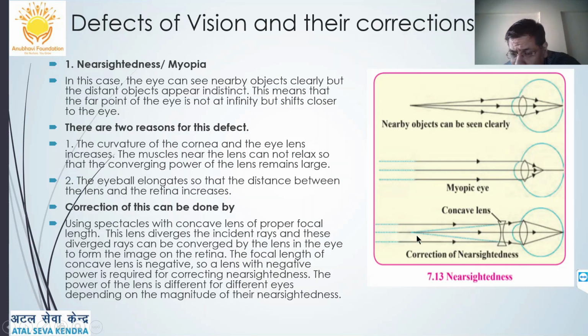How can it be corrected? You can use a concave lens of suitable power, which will diverge the rays, and then when they fall on the cornea and the lens, the point image will be formed on the retina so that it can be corrected properly. So spectacles with a concave lens should be made for it.